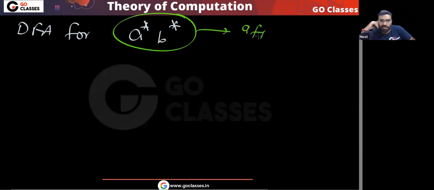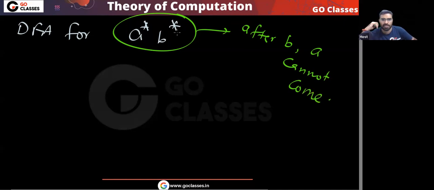Okay, so let's create the DFA for a* b*. Tell me how to do this. a* b* simply means after b, a cannot come. Yes or no? Agree with me? Do you agree that after b, a cannot come?